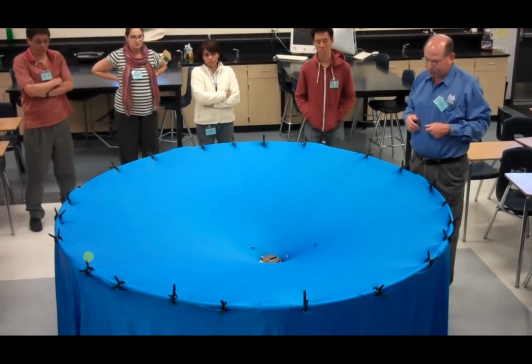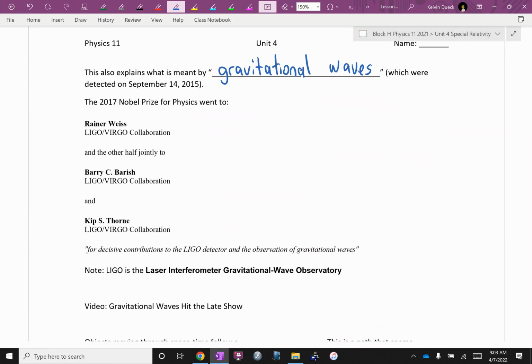You may have heard a few years ago, in 2015, the term gravitational waves. They were detected September 14th, 2015. We built something called LIGO, the Laser Interferometer Gravitational-Wave Observatory. There are 2 in the U.S., one in Washington state, one further east and south. I think it's in Louisiana. There's one more, I think, in Italy. And these are very, very, very sensitive devices.